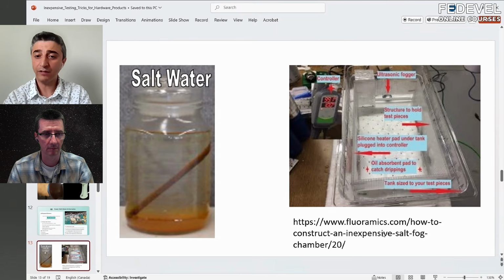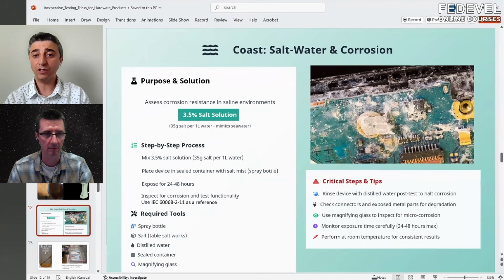So the reference here for this test equipment that you can go and build in your lab: it has a controller, it has an ultrasonic fogger, it has basically a structure to hold the devices, it has a mat here basically to absorb or catch any drippings. And this is a clear tank, so you can simulate if I have really a coastal environment that might be exposing corrosion. This is an easy way where you can simulate it.